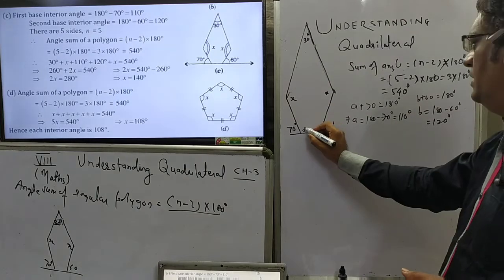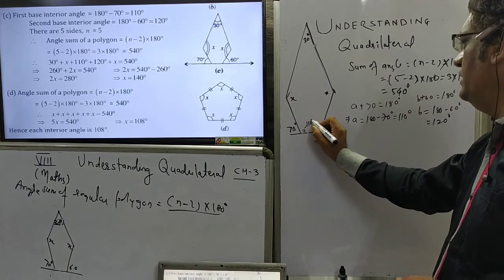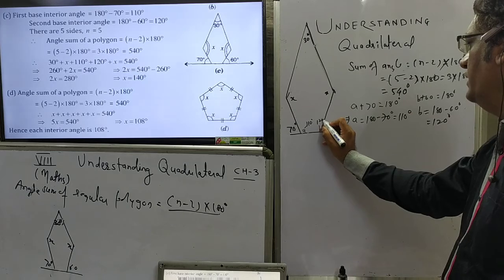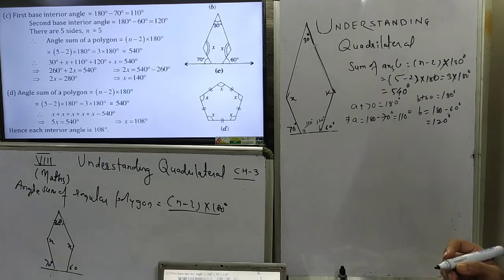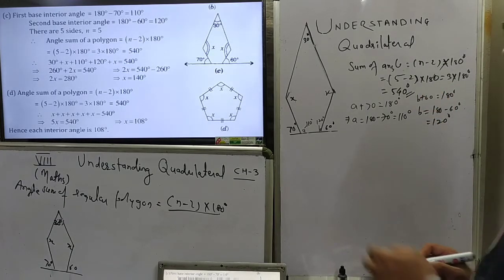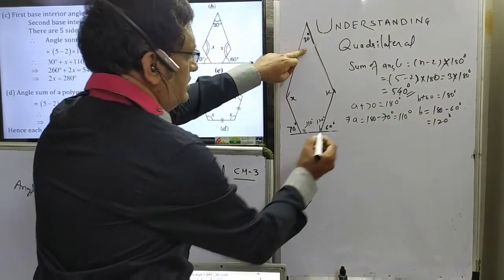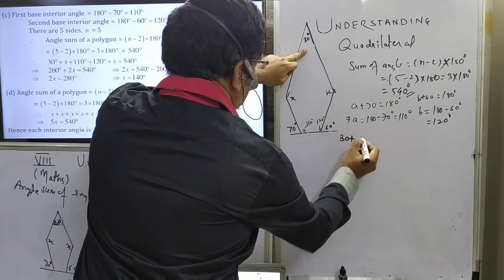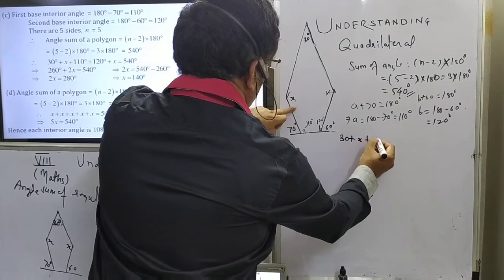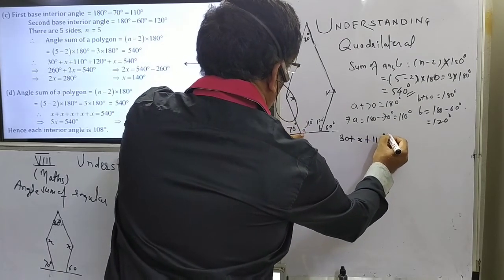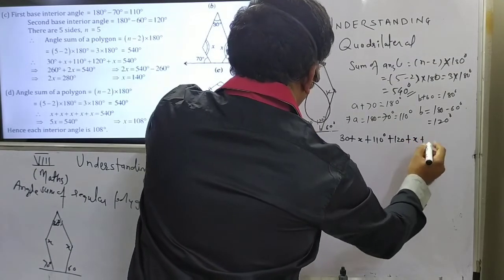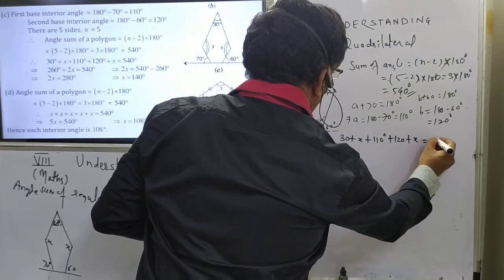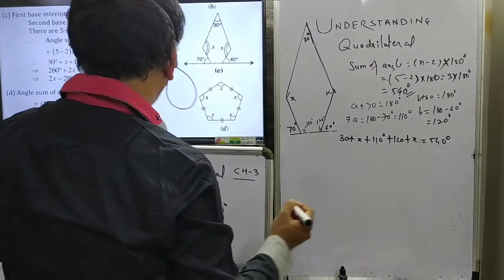Now we have got this angle equal to 110 degrees and this angle equal to 120 degrees. These 2 angles, x, we want to find. We have already taken the sum of all these 5 angles equal to 540 degrees. So let us do this calculation. This 30 degrees plus this x plus this 110 degrees plus this 120 degrees plus this x is equal to 540 degrees.